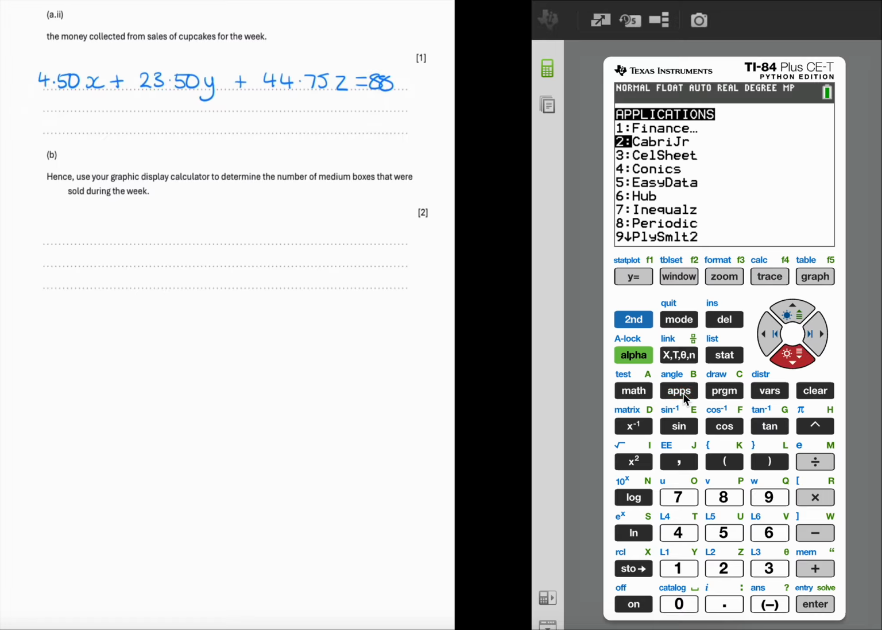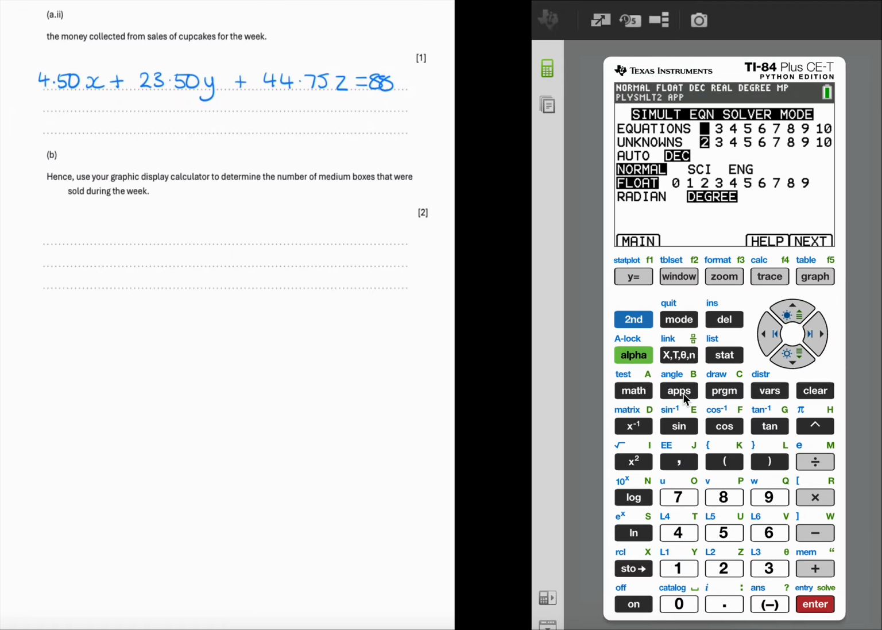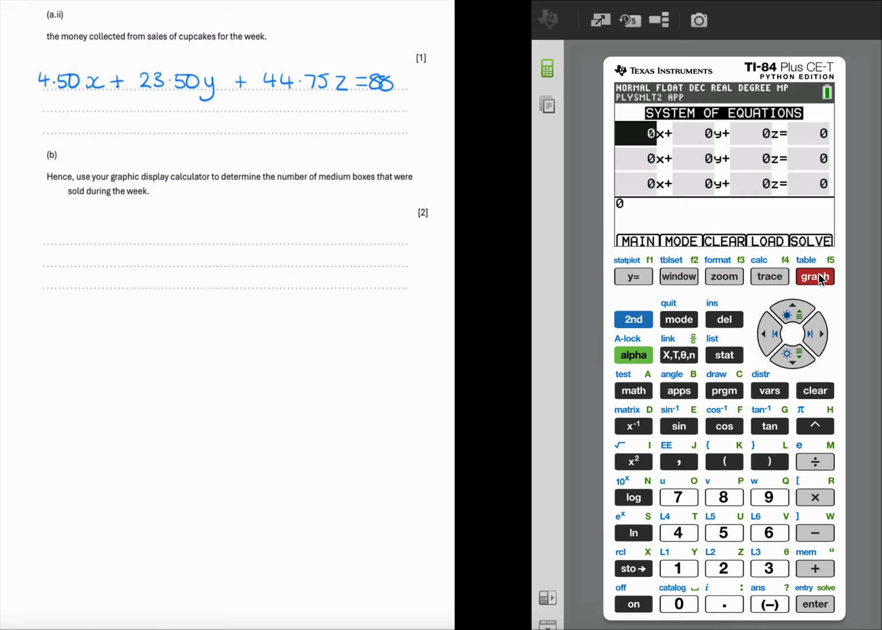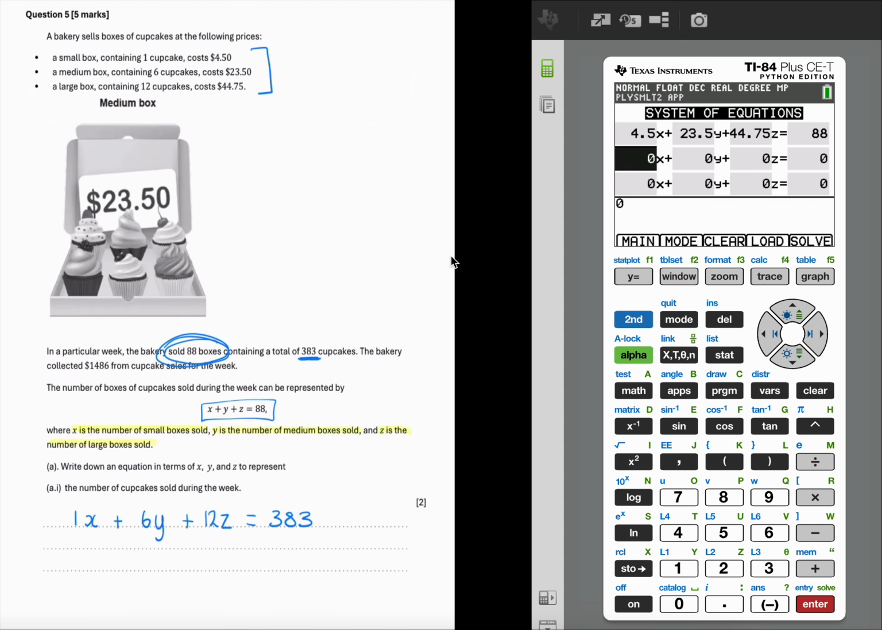So we can go to Apps, Polysimult 2, and Simultaneous Equation Solver. We have 3 equations and 3 unknowns. So we're going to go on to next. Okay, so I'm going to type this one in first. So we have 450 X, 2350 Y, and 4475 Z, and that equal to the 88 boxes that were sold.